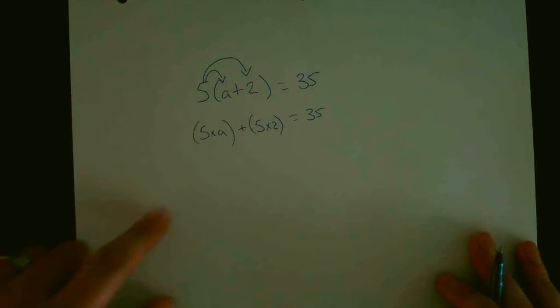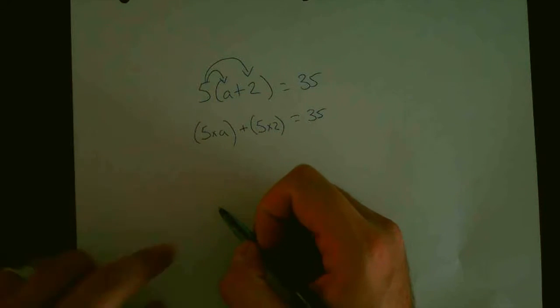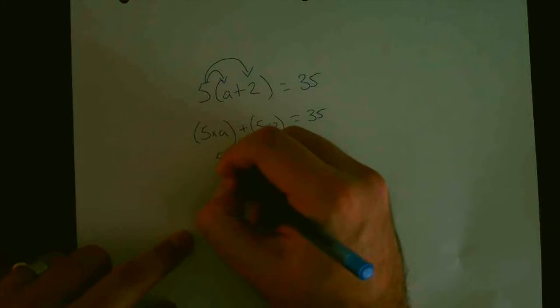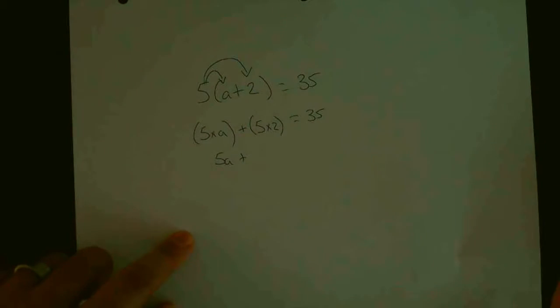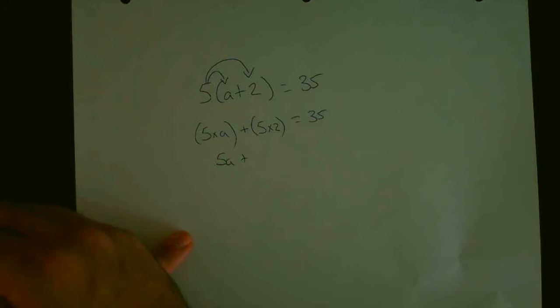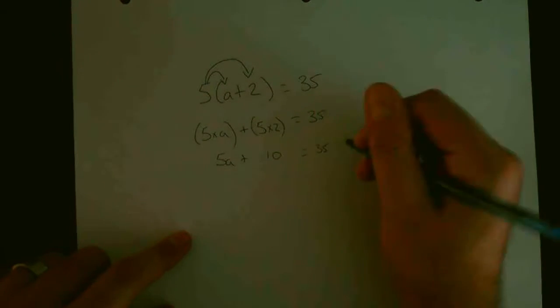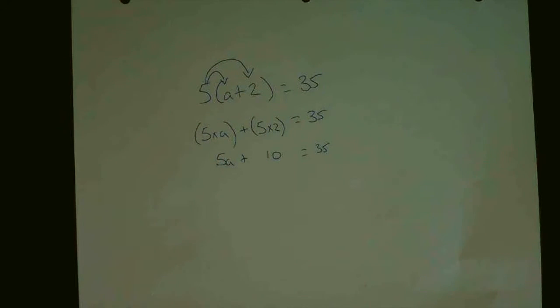Okay. So now we have 5 times a. How can I represent that? Michelle? 5a. And then I have 5 times 2. How do I represent that? Amina? 10. 10 equals 35. So now this has turned into a simple algebraic expression, equation, whatever you want to call it.